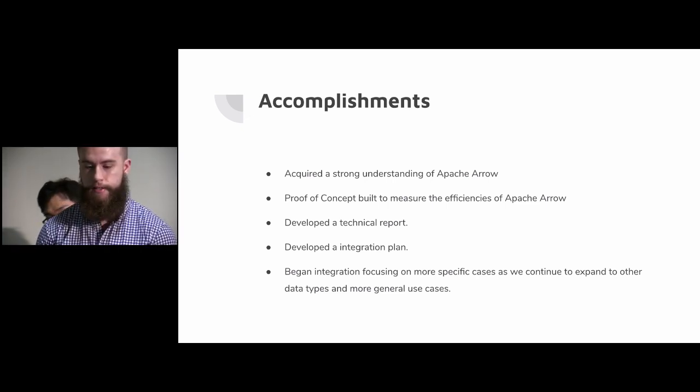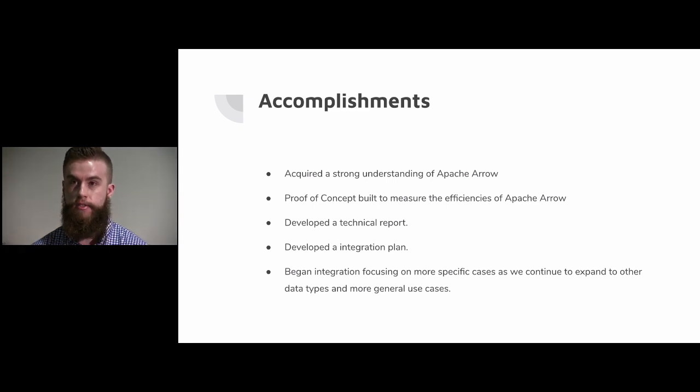So throughout the past year, we spent a lot of time researching Apache Arrow and developed a proof of concept to measure the efficiencies of it. More importantly, we developed a technical report to condense our findings and diagrams to help with future development. This is an open source project.